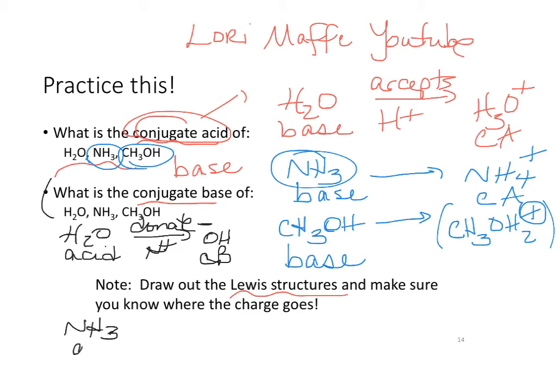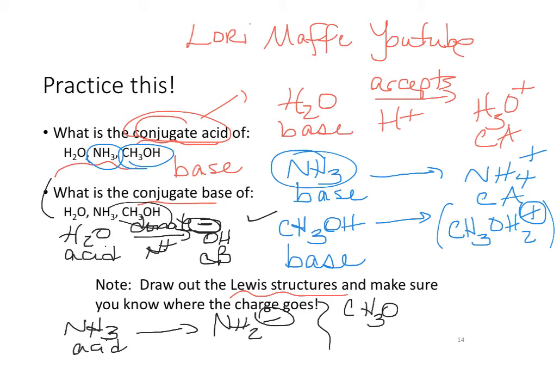Again, when NH3 acts as an acid, that means it donates a hydrogen ion, which means it'd be NH2 minus. So again, notice whenever you give away or donate a hydrogen ion, because you took an H plus away, you're left with a negative sign. And finally, CH3OH, it starts as an acid, which means it donates a proton. What would then be left over is this. So that would be the conjugate base of CH3OH.